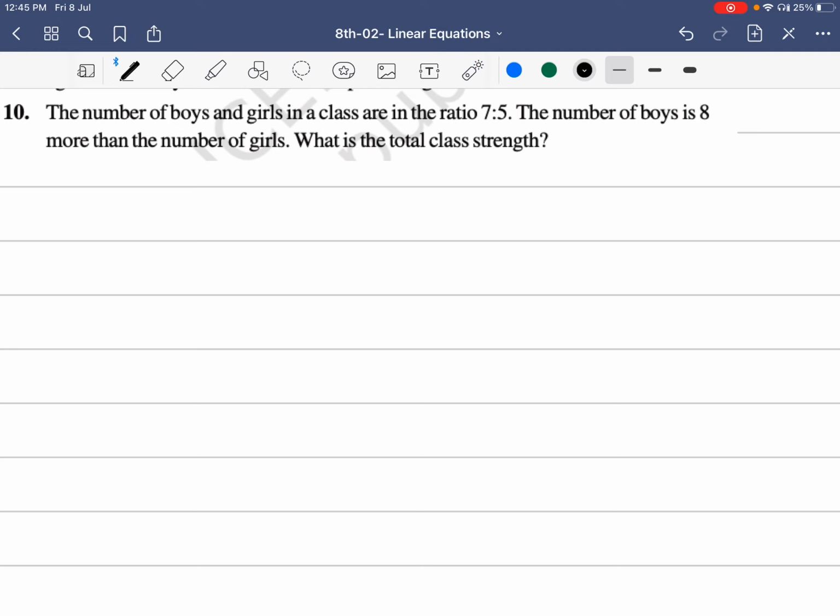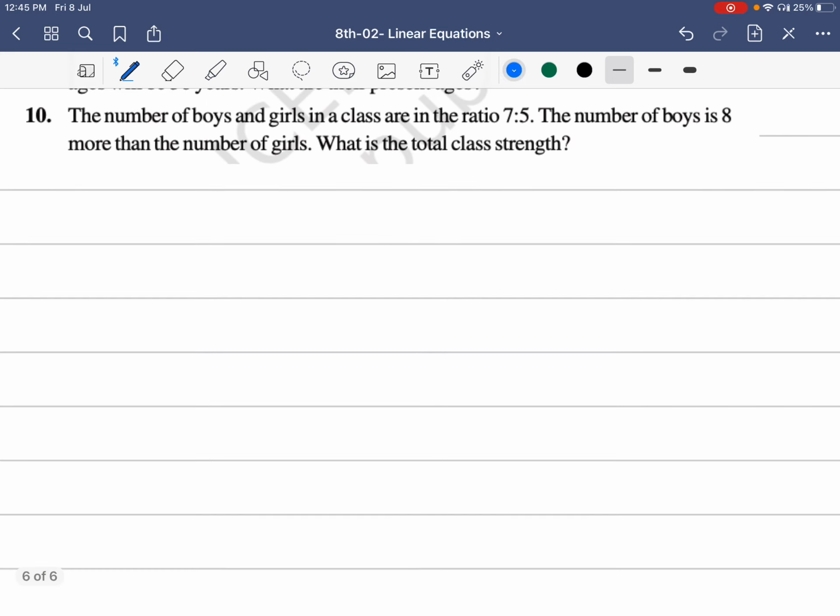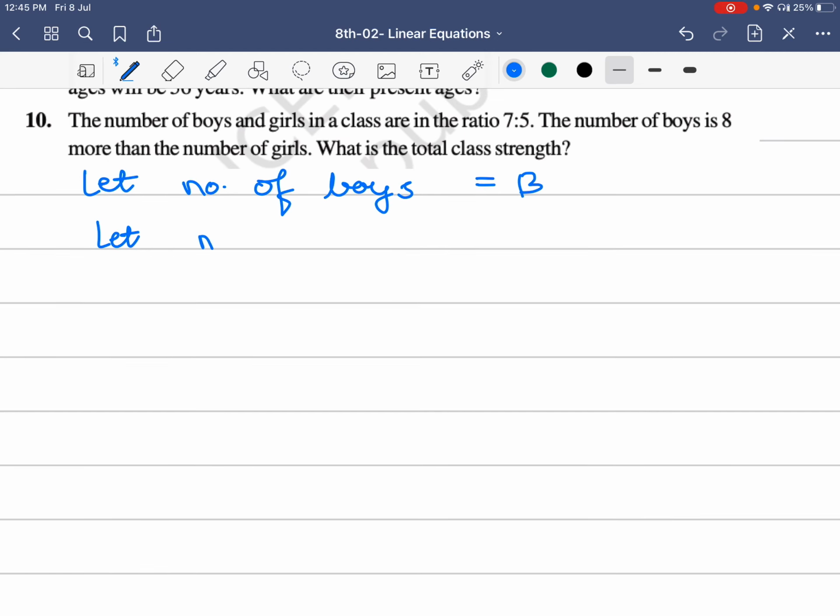Okay. So first of all, again, whatever are the unknown variables, let's give them a variable name. Let the number of boys be equal to B. And let the number of girls be equal to G. So total number of boys are B and total number of girls are G, two unknown variables that we have assigned in order to form a mathematical equation.